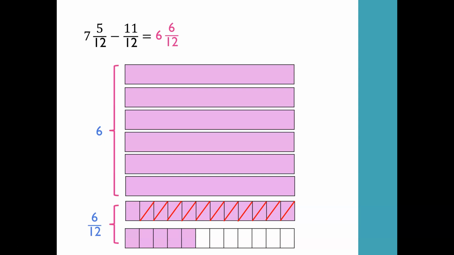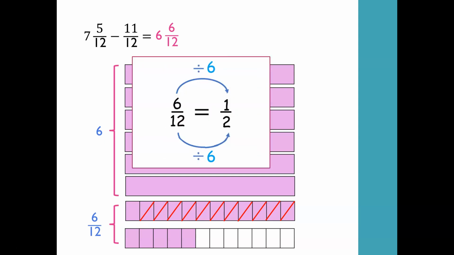Have you spotted an equivalent fraction to 6/12? I can divide both the numerator and the denominator to make a more simple fraction. I can divide 6 by 6 to give me 1. 12 divided by 6 gives me 2. So 6/12 is equivalent to a half. We can see the answer to our subtraction calculation is 6 1/2.